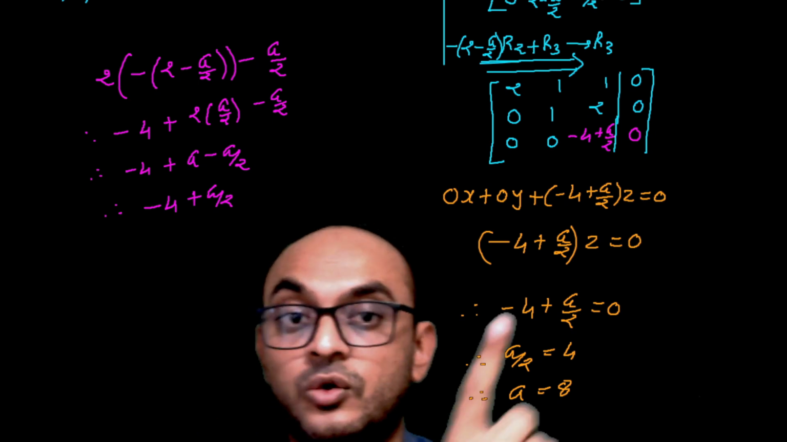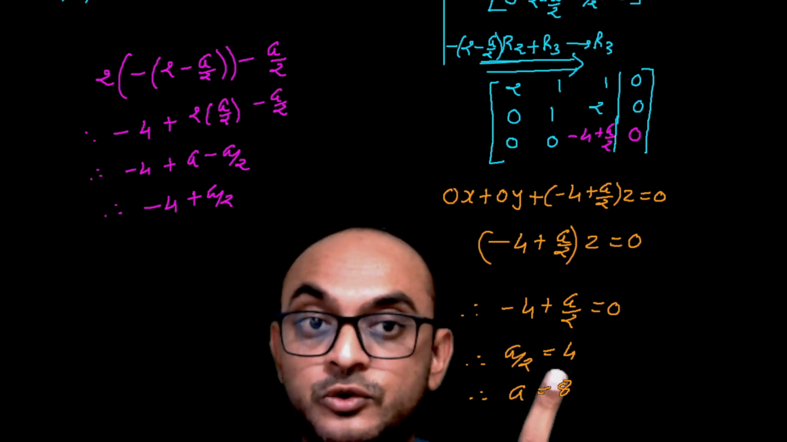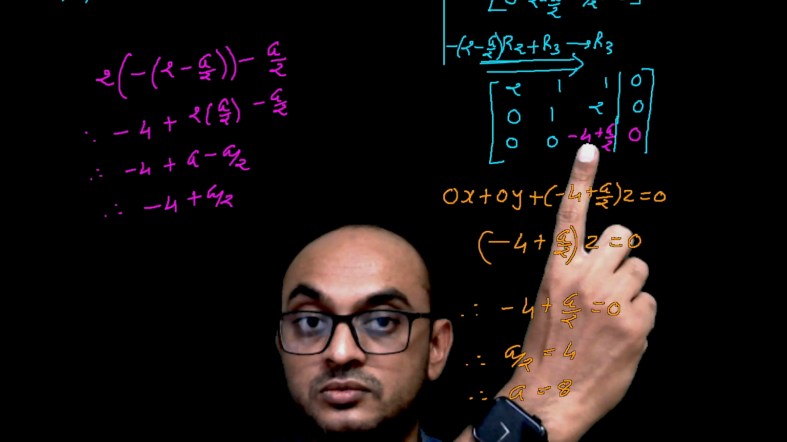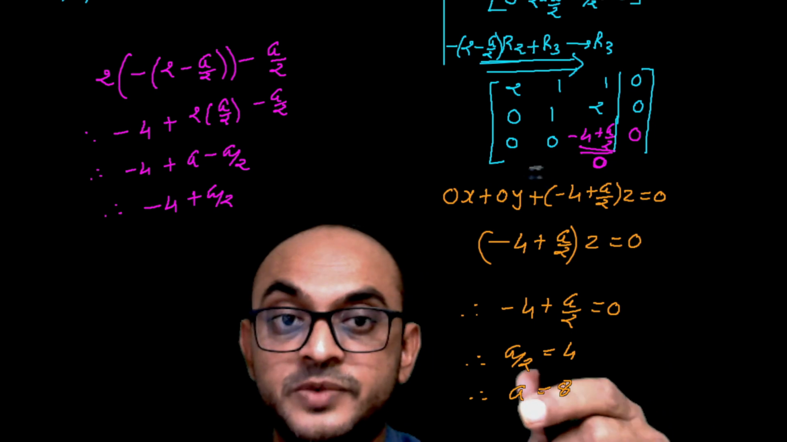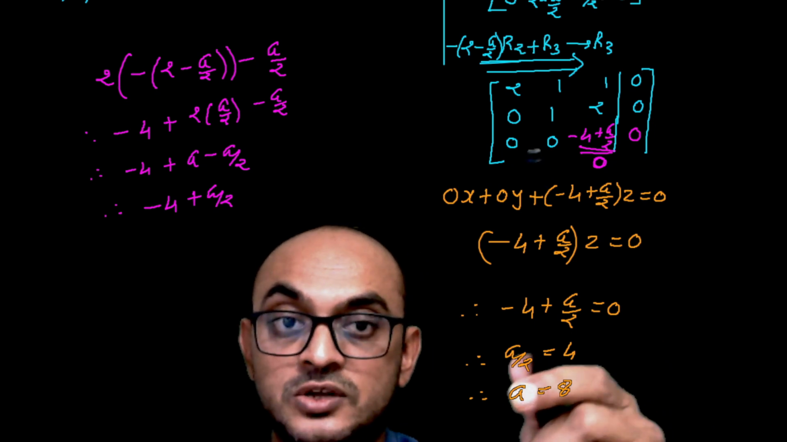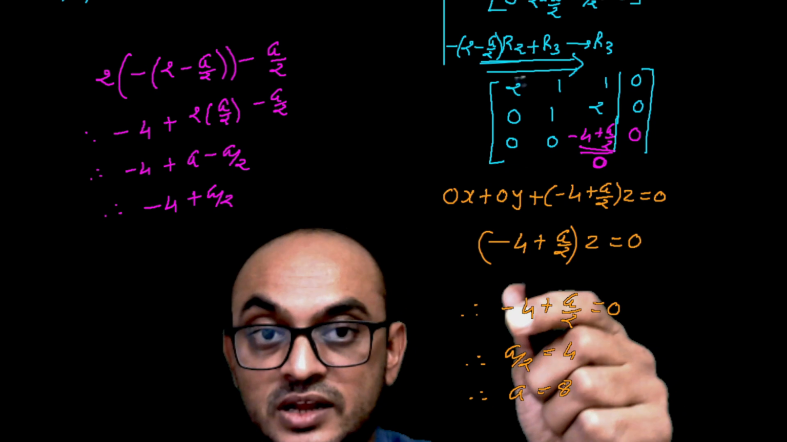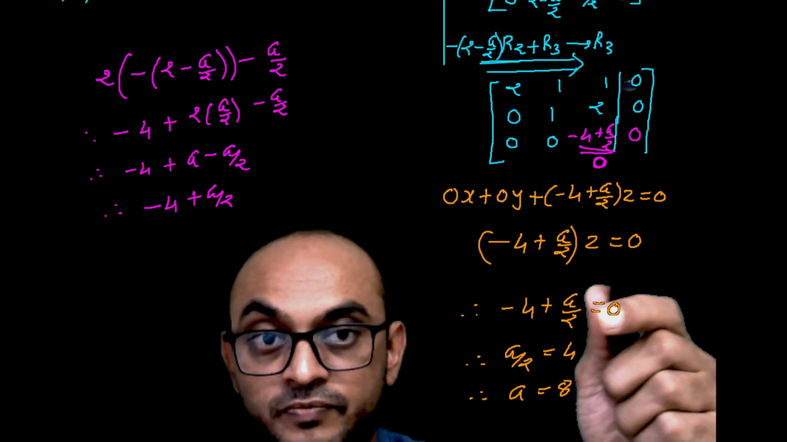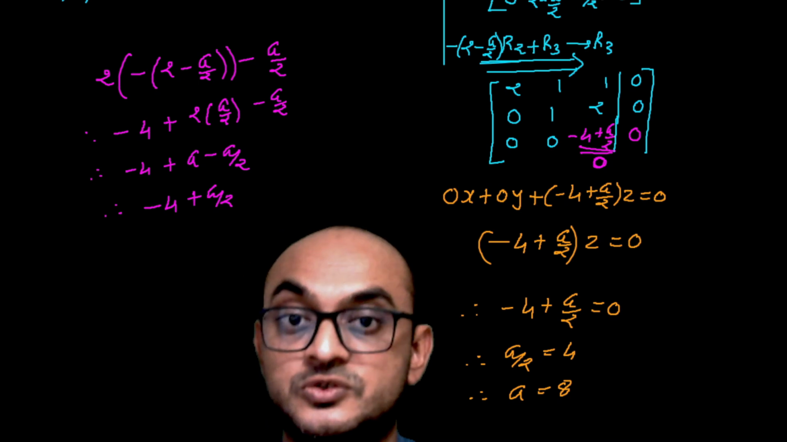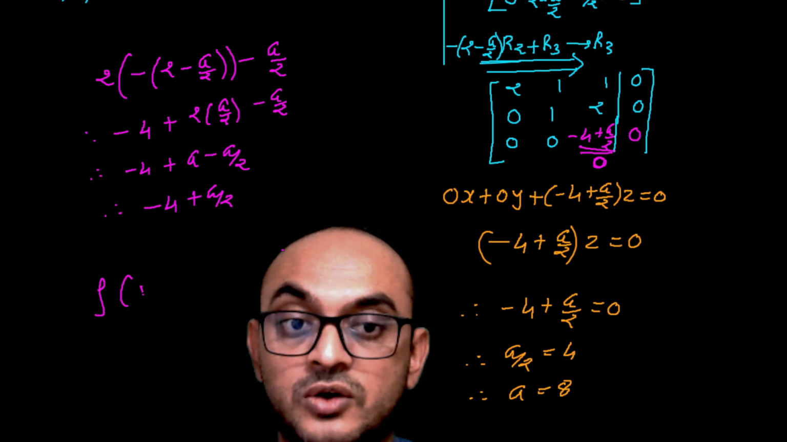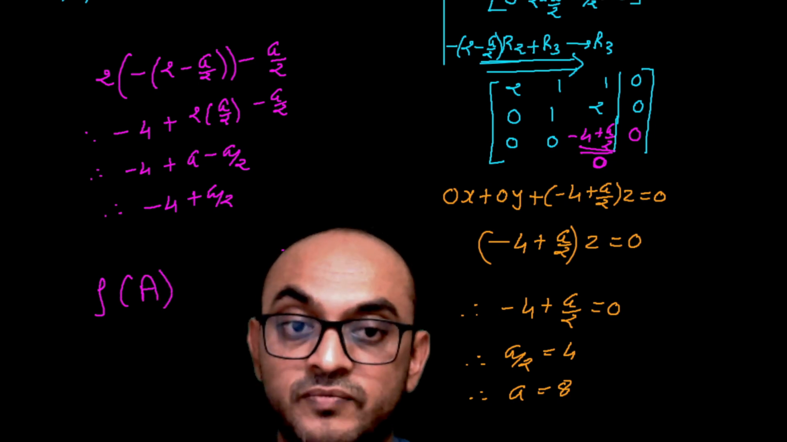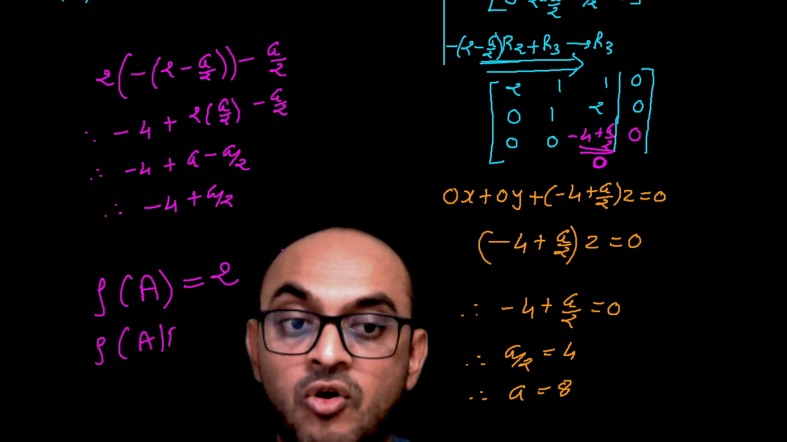The second thing, when minus 4 plus a by 2 is 0, that means this element is 0. Clear? This is another way to think. What does it mean? The last row is 0, 0, 0 and 0. That means the rank of this matrix is 2 and the rank of the augmented matrix is 2. So let me mention here the rank of the coefficient matrix. If I say A, then it is 2, and the rank of the augmented matrix is also 2.